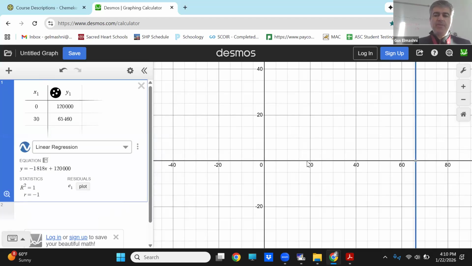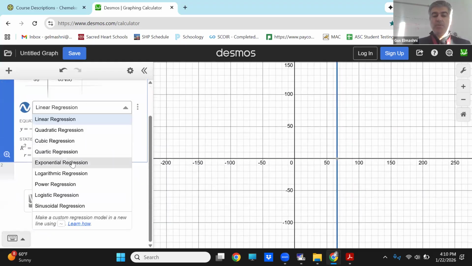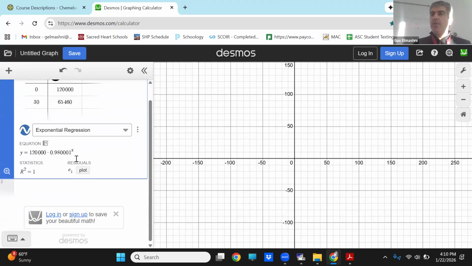But then when you go to this, we want exponential modeling. So you change this to exponential regression. It gives you the equation right there. Yes, that's it.